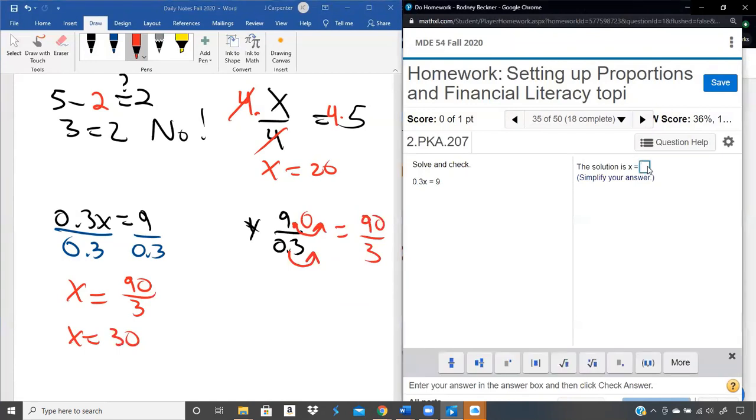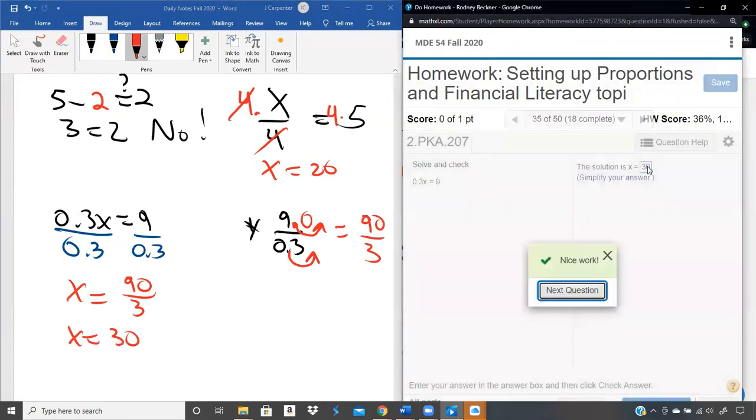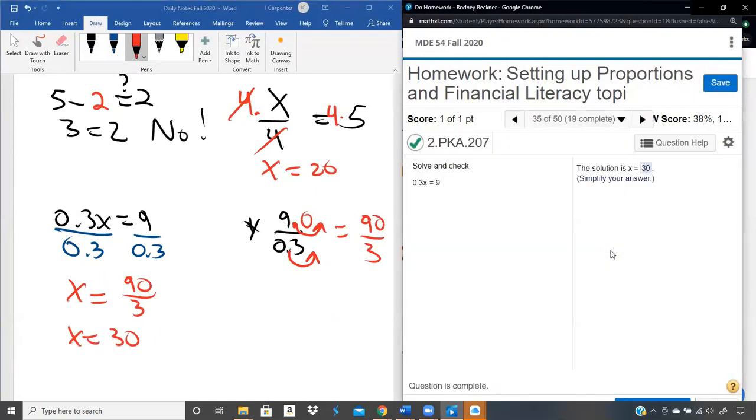Again, I know you're going to be using calculators more than I like, and that's okay because it's the real world. That's what this class is supposed to be for.